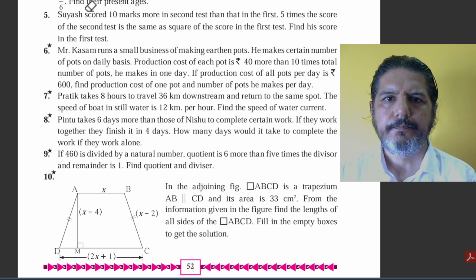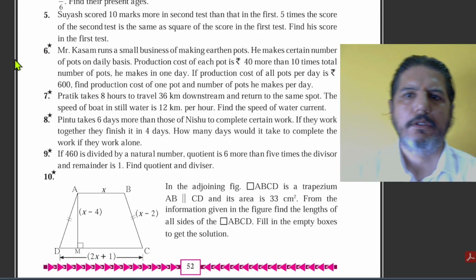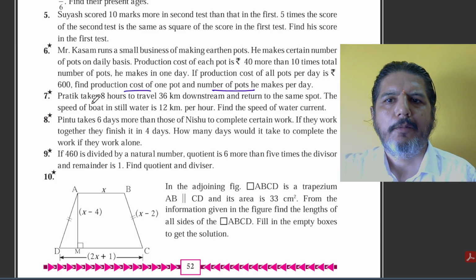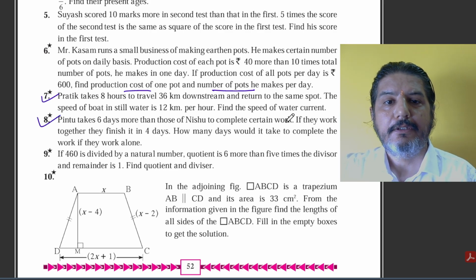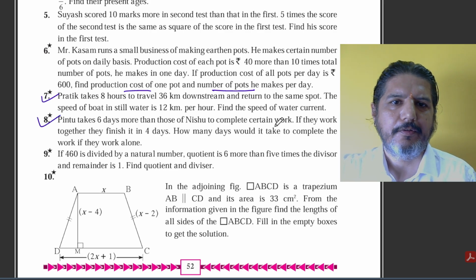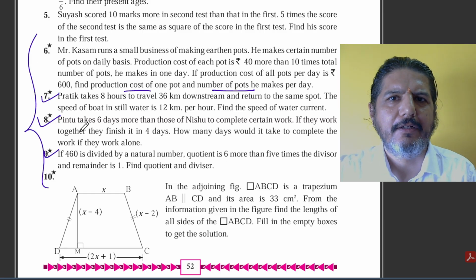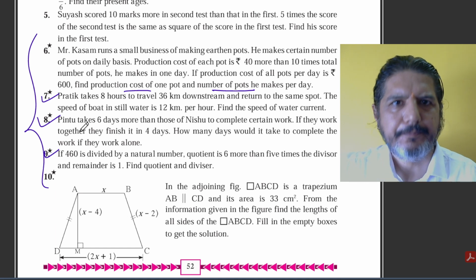The next questions would be a bit difficult. There would be production cost, number of pots. There will be upstream, downstream. Students find this difficult. There will be the work question, again a bit difficult. So these next 10 questions would be a bit difficult, but we'll try to do our best. So let's continue.